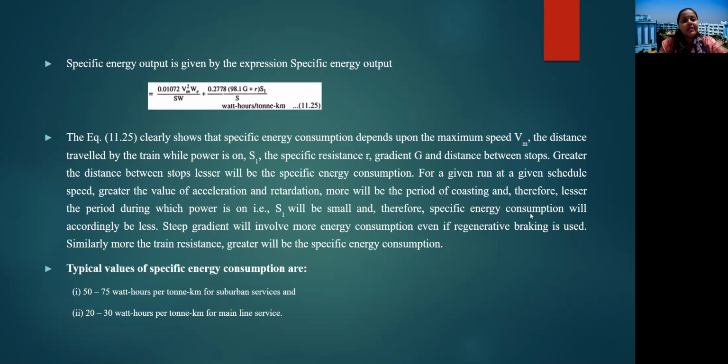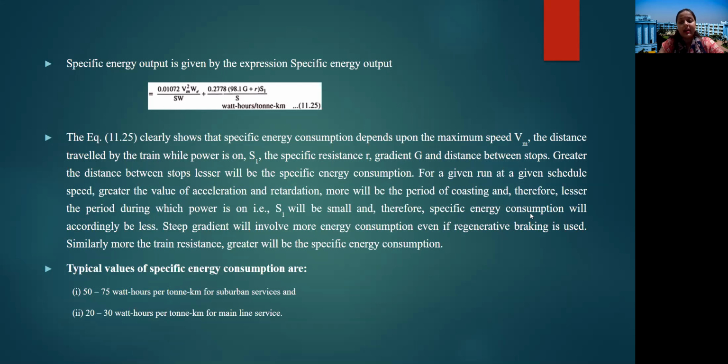Now specific energy output will be given by this equation. Just go through this equation. You don't need to derive this. You just keep this in your mind. It clearly shows that specific energy consumption depends upon the maximum velocity, that is Vm, the distance traveled by the train while power is on, S1, the specific resistance R, gradient G, and distance between stops. Greater the distance between stops, lesser will be the specific energy consumption.